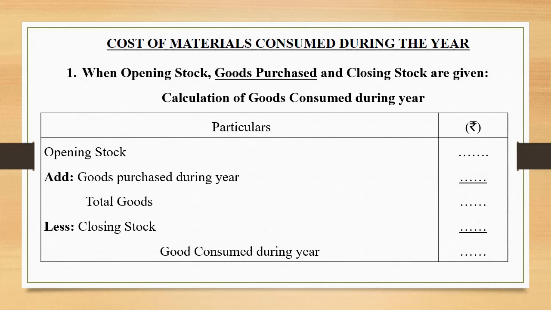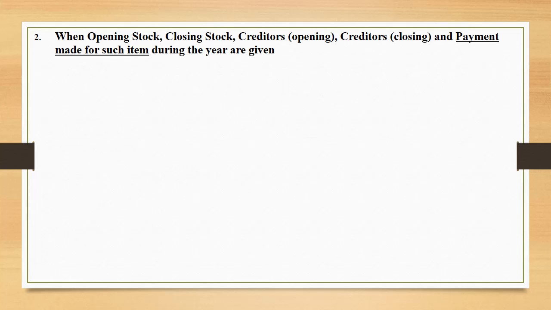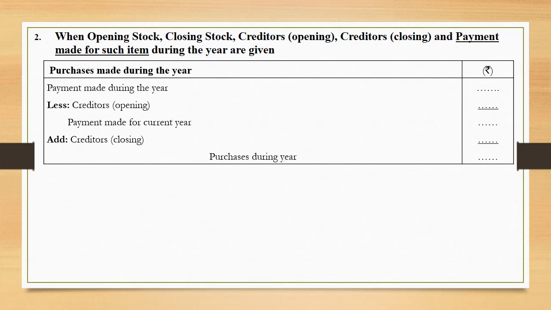Case 2, when opening stock, closing stock, opening creditors, closing creditors and payment made for such item during the year are given. How do we calculate the consumption? Let us see the steps. The first step is to find the purchases made during the year. To find the purchases made during the year, you can see that the format starts with the payment made during the year, less creditors in the opening, and then we deduct creditors at the end of the year. So finally we get the purchases during the year.